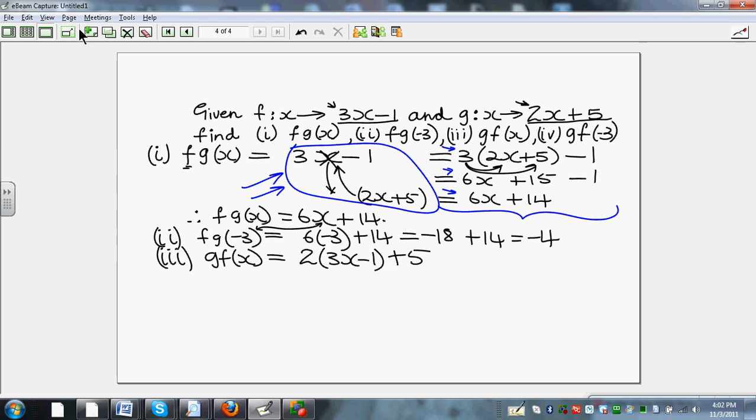So gf of x means in the function on the left, which is 2x plus 5, replace the x with the function on the right, which is 3x minus 1. And we end up with what is on the board now. So that will be equal to 2 multiplied by 3x, 2 multiplied by minus 1 plus 5. 2 by 3x is 6x. 2 by minus 1 is minus 2 plus 5. So this will work out to be 6x plus 3. Okay, 6x plus 3.